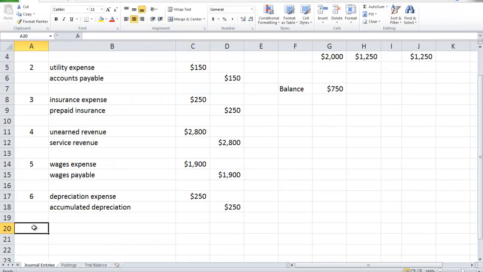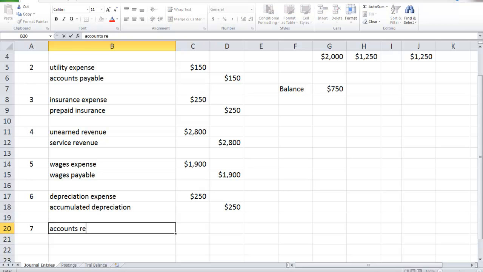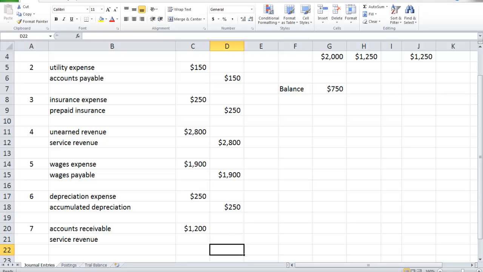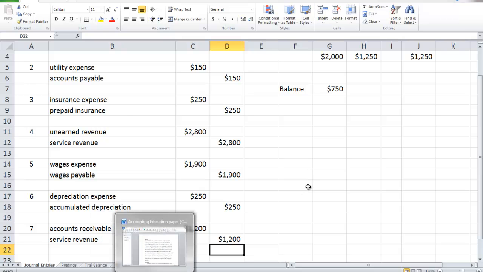And the last transaction, number 7, says the invoices representing $1,200 of service performed during the month have not been recorded as of June 30th. So that means that revenue has been generated, customer has not been billed, so we have an accounts receivable, and we have service revenue. So that's for, again, $1,200. So we debit accounts receivable, credit service revenue.